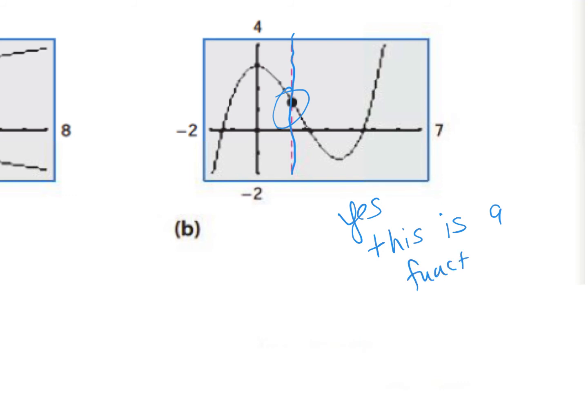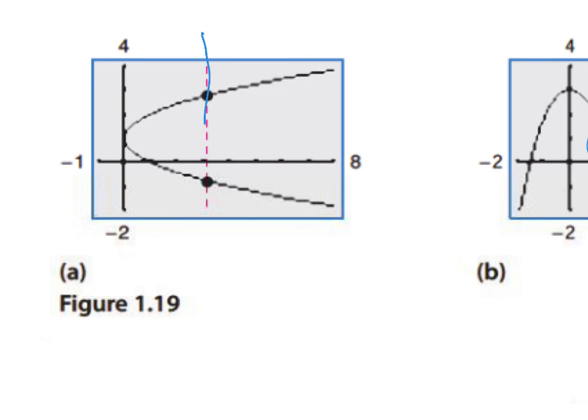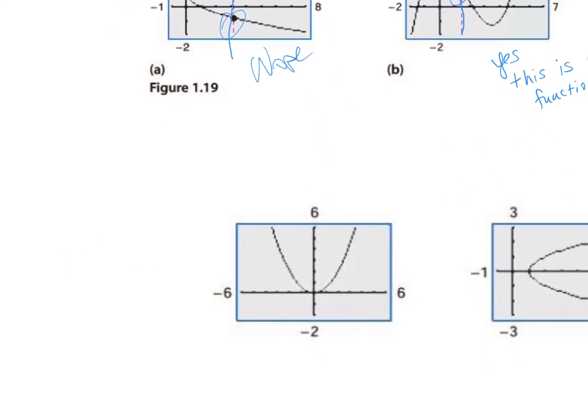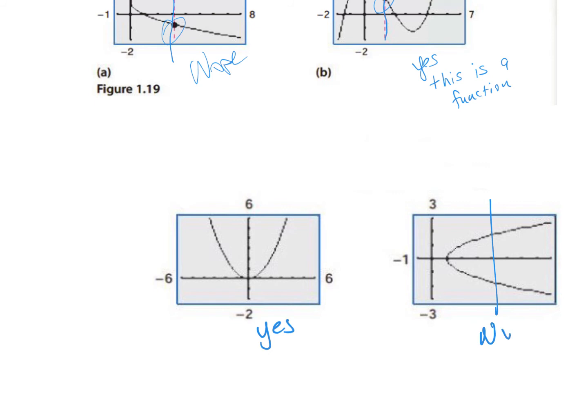Something is categorized as a function if x values don't repeat. But if you're just given a picture and you don't know if it's a function or not, just draw a vertical line. When I draw this vertical line here, how many times does it touch that sideways parabola? Twice. So is this a function? No. What about this one? Yes, this is. And no, this is not. Chances of that being on the quiz are slim to none.